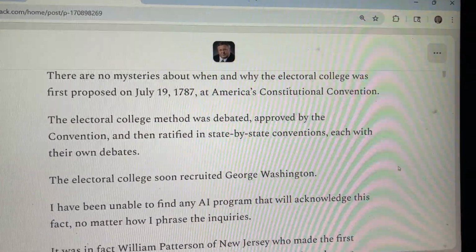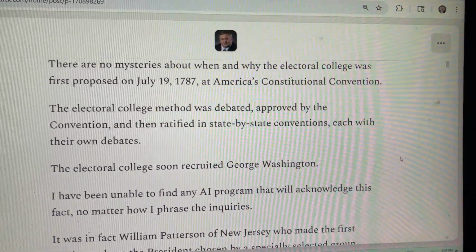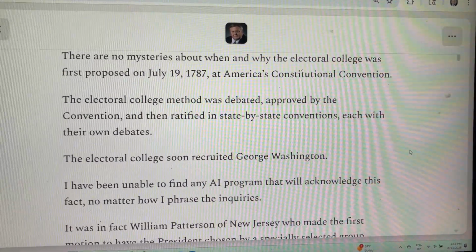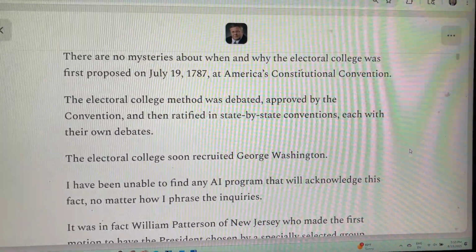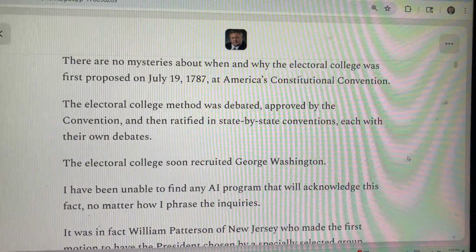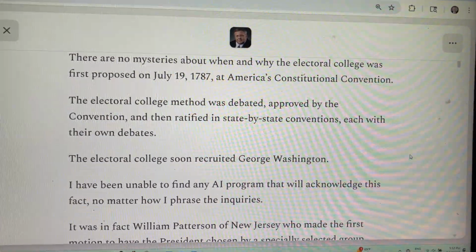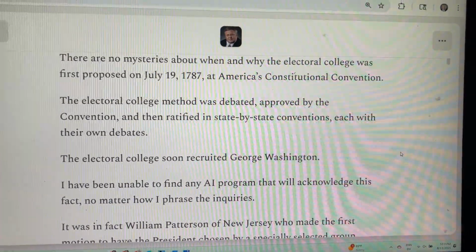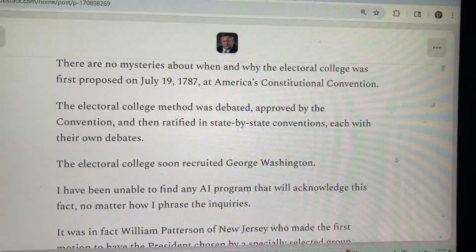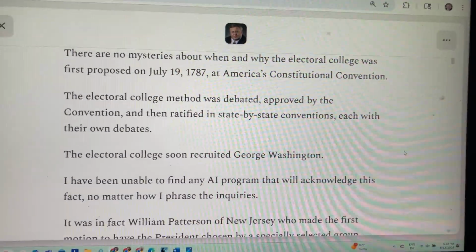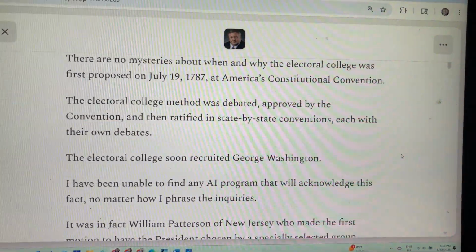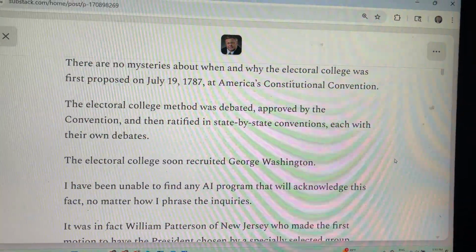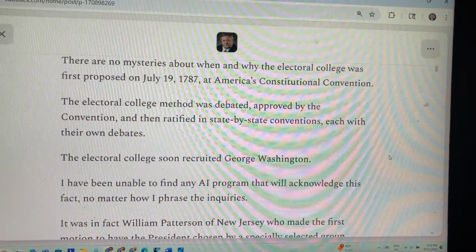The Electoral College recruited George Washington. George Washington didn't run for president. No one ran for president. That's the way the original system was set up. That's why the Electoral College was invented, to identify. See, they met, they talked about things, they identified and recruited presidential candidates. It's exactly the opposite of now.